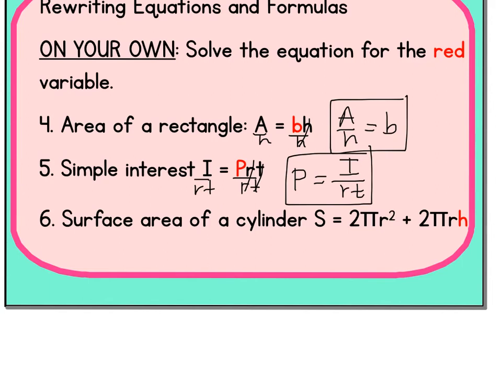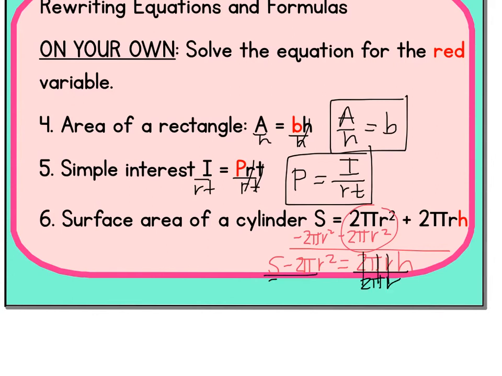On the next one, we want to get that h by itself, so the first thing we're going to do is subtract 2 pi r squared from both sides, which leaves us with s minus 2 pi r squared equaling 2 pi r h. Divide both sides by 2 pi r because all of that's connected by multiplication. And our final answer is h equals s minus 2 pi r squared, all divided by 2 pi r.